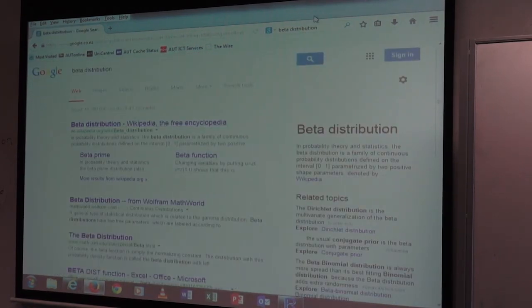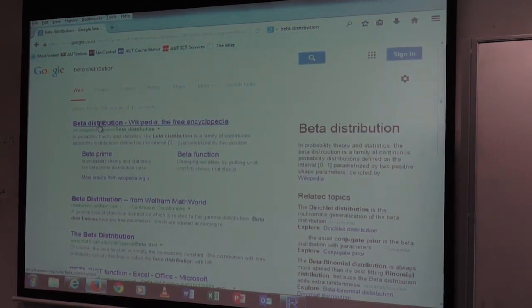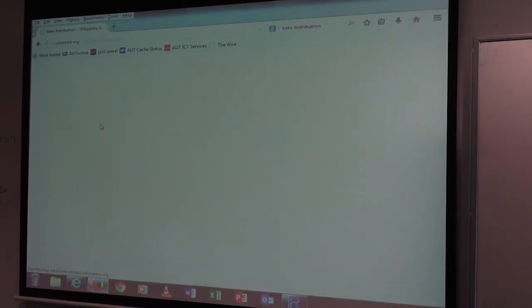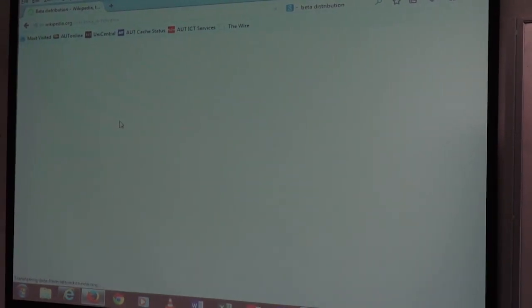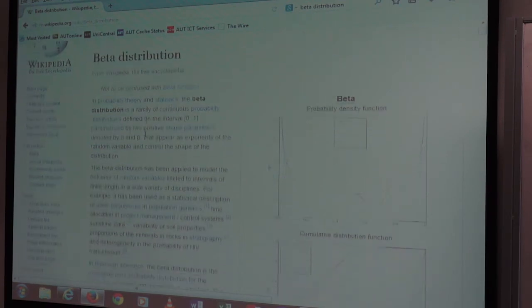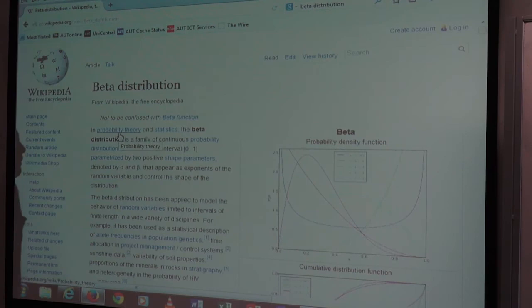Go to Google, type beta distribution in, and if you think you know better than Google, all right, but I don't. So I just click on the first one, which is the Wikipedia page, which is an excellent source of information. And I've added bits and pieces to it.